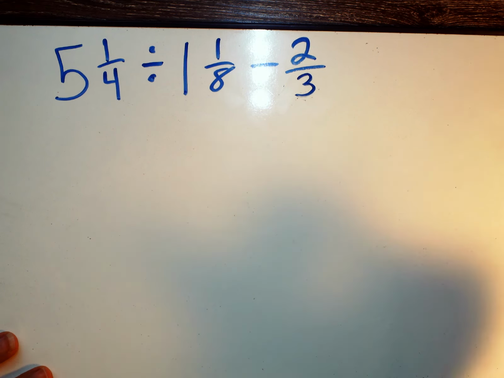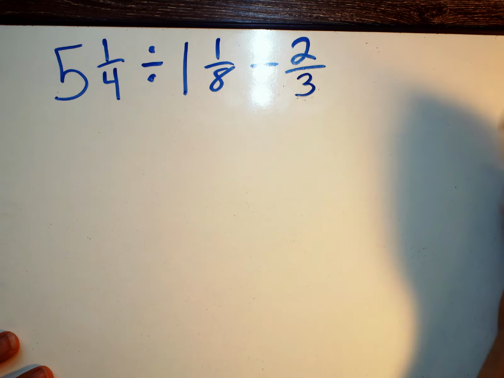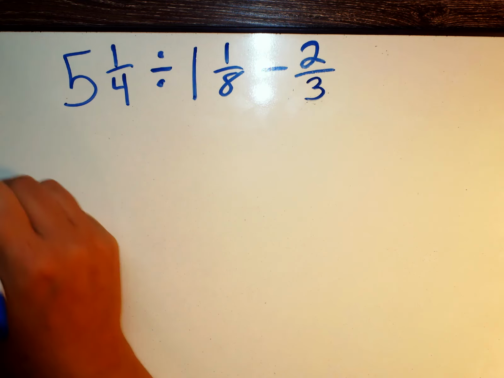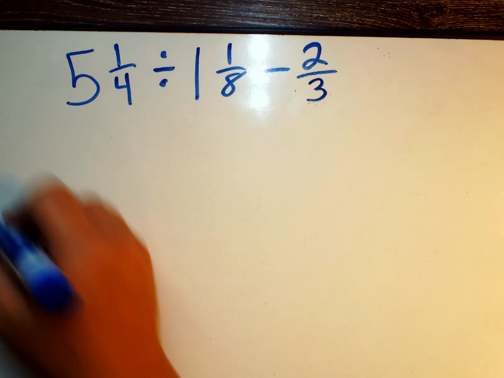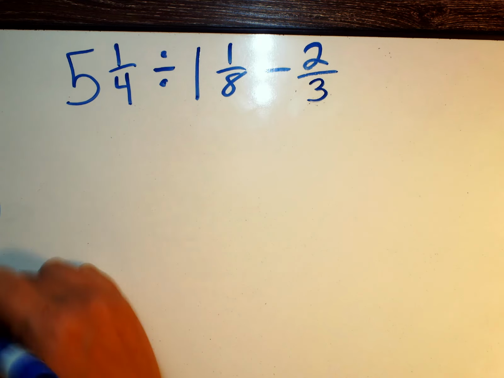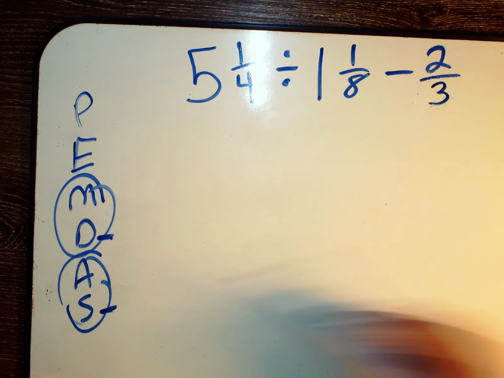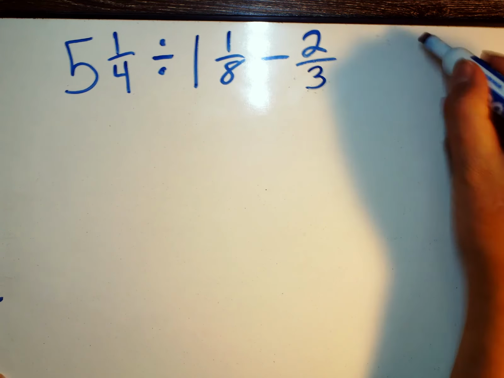And what we're going to do is work with our order of operations. So if you notice, we have division and subtraction. If we circle these two, we know that we have division and subtraction, and it looks like division comes before subtraction. So we're going to do division first. Remember, we do everything on the side.